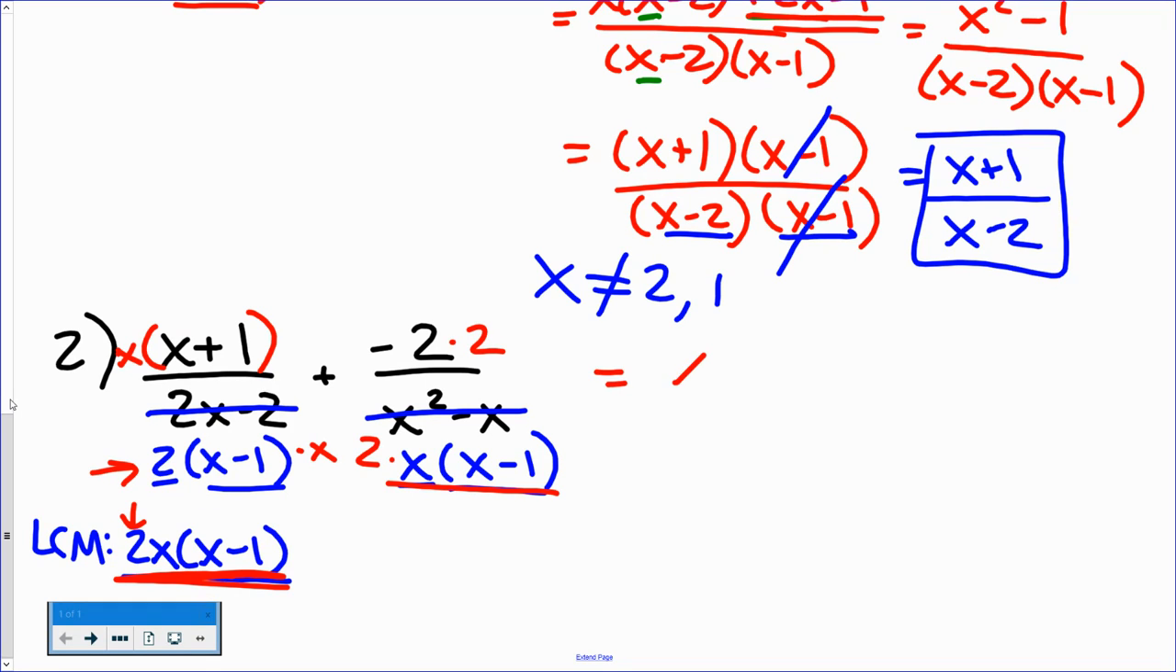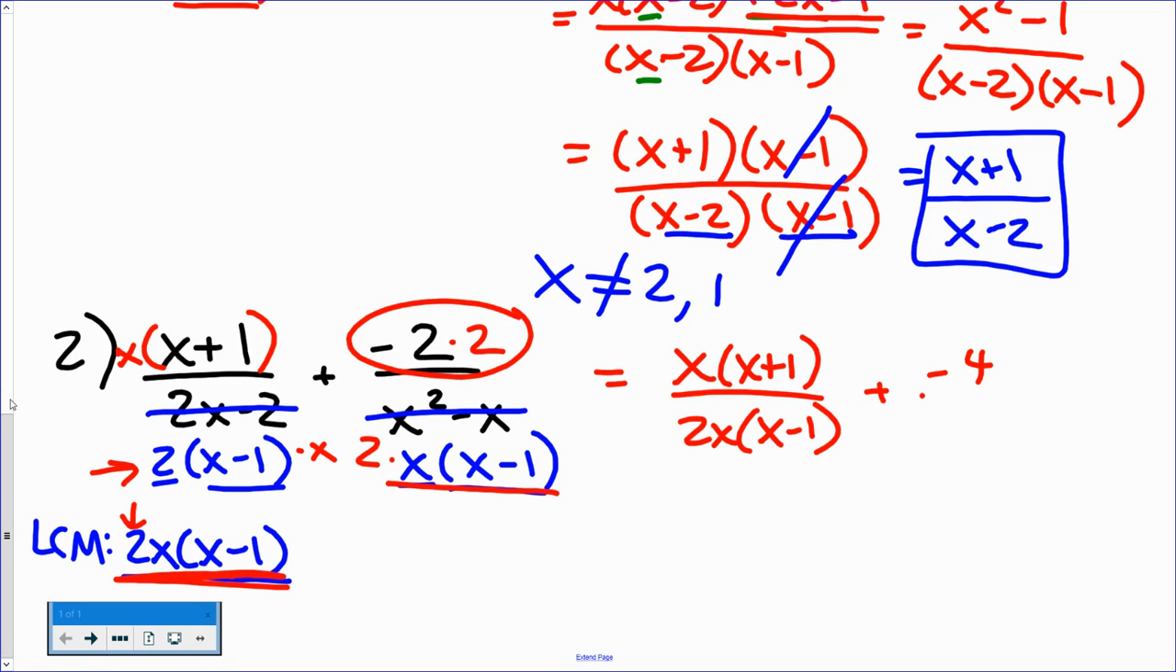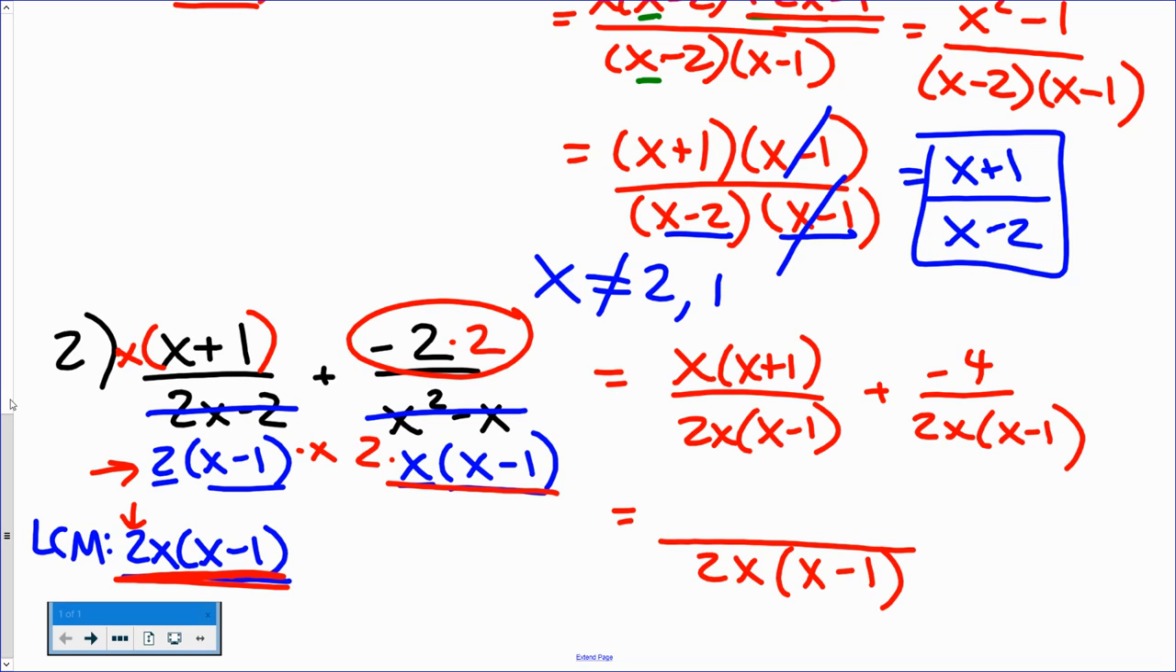So I have x times x plus 1 over 2x times x minus 1 plus negative 4, because I've taken my 2 times negative 2, over the 2x times x minus 1. My denominators are the same, so I will keep that same denominator. And now I'm trying to add across the top.